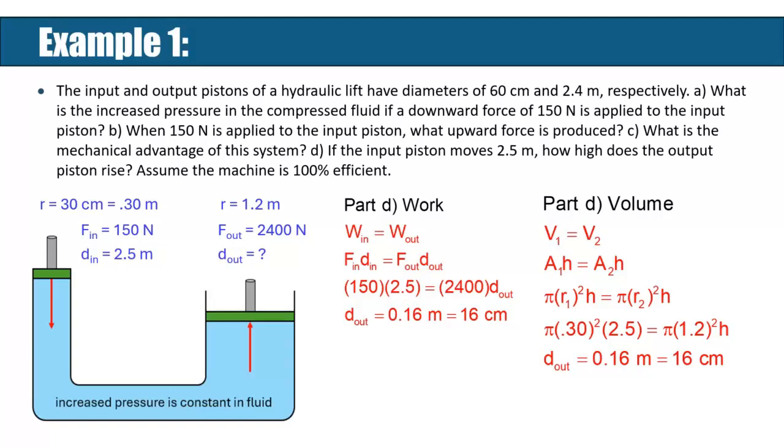So volume, length times width, could be considered area times height, meaning another way to write volume is area times height. But our area is not length times width. Our area is the area of a piston. So our area is going to be pi r squared times the height, and then pi r squared of the output piston times the height. And I plug in my values again, and you can see that I get the same answer.